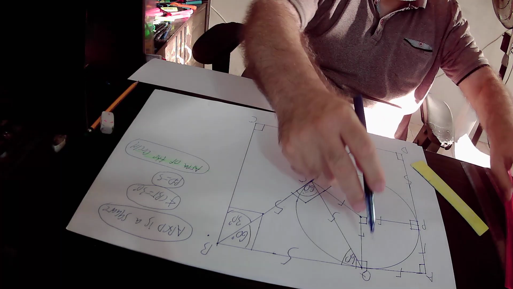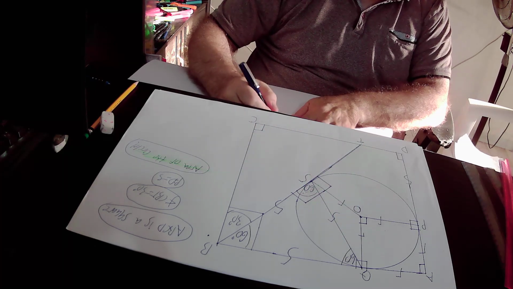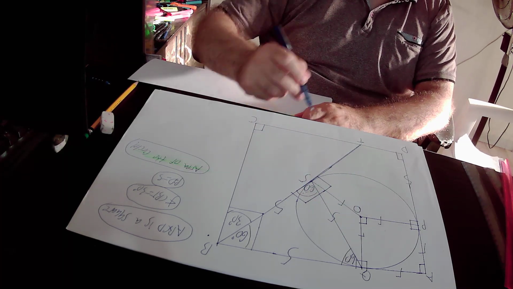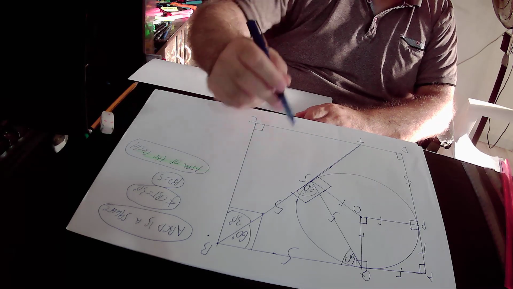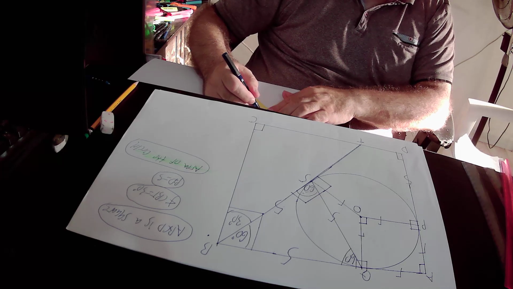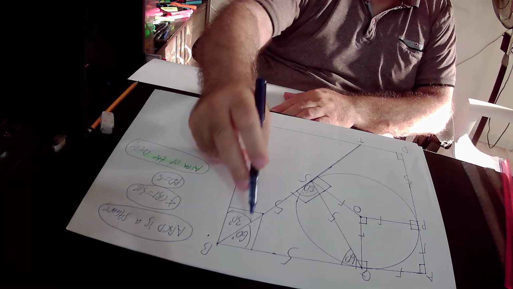Angle OQB equals 90 degrees, this angle, and angle OSB also equals 90 degrees. Angle QBS equals 60 degrees, this angle.